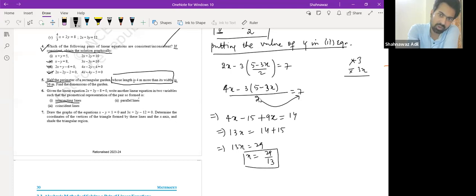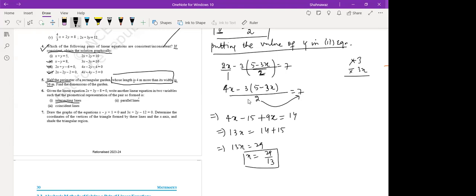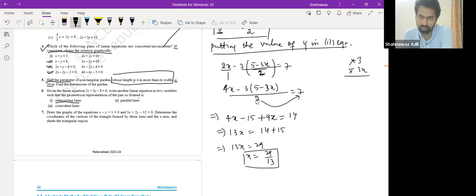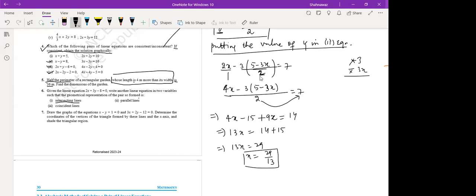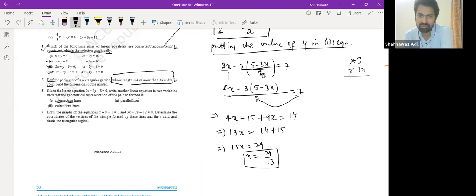You have the term 2x by 1 and the other term which is by 2. The LCM of 1 and 2 is 2. We divide 2 by 1, which gives us 2. This 2 is multiplied with the 2x, so this gives us 4x. And then we divide 2 by 2, which gives us 1, and 1 is multiplied with the other term.